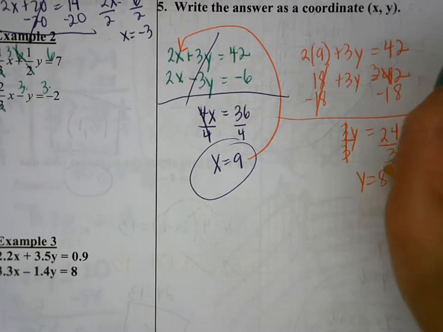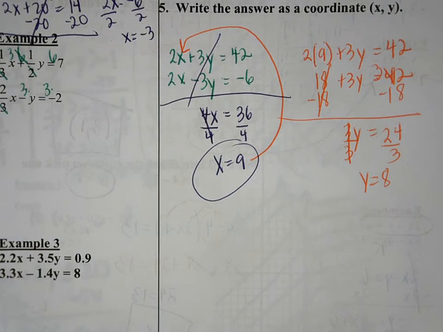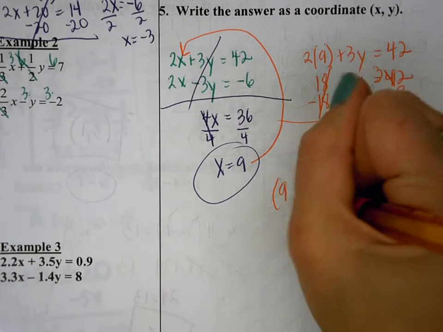And how do we always write our answers? 9, 8. Good, ordered pair, x and then y. So 9, 8 is the correct answer.